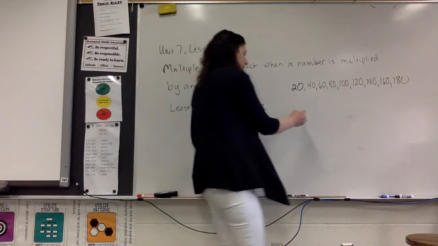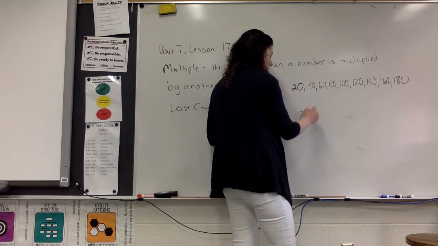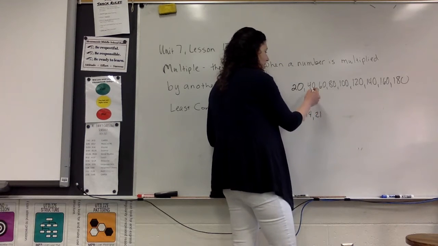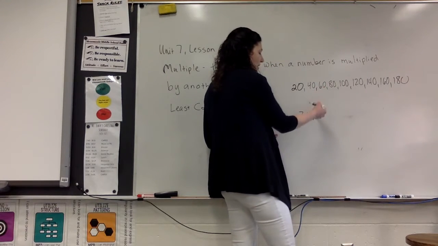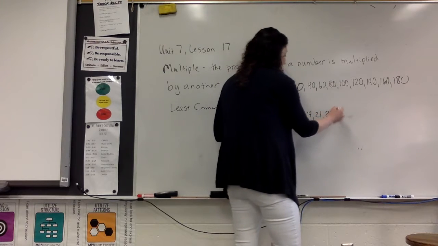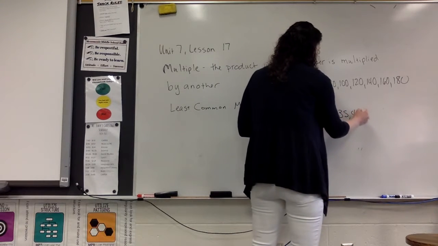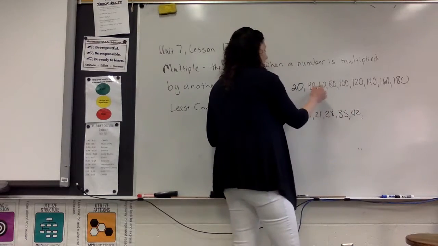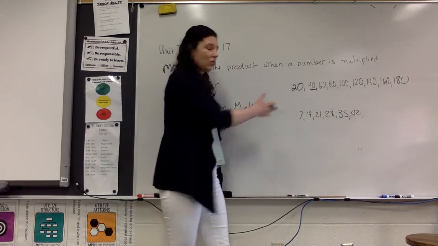Okay, so 7, right? I could start counting, I could do 14, 21, 28, 35, 42, but I'm not going to get to anything until I get to 140, right? So all of those aren't.